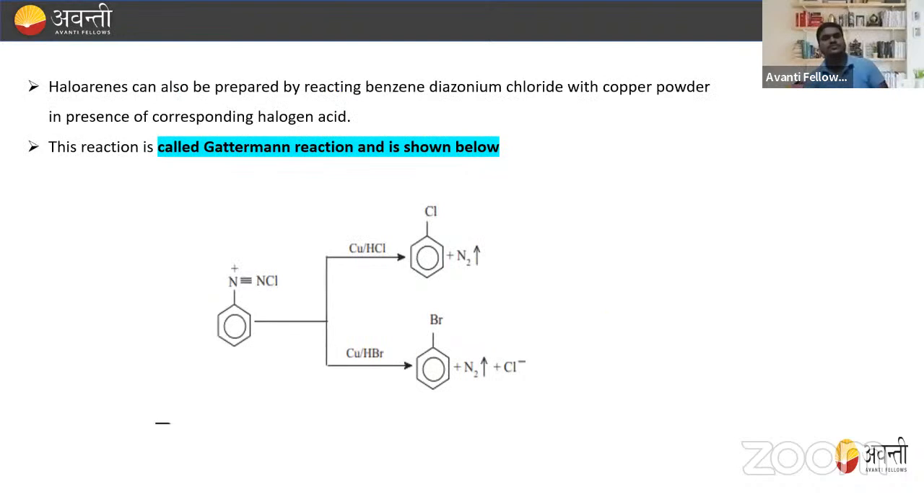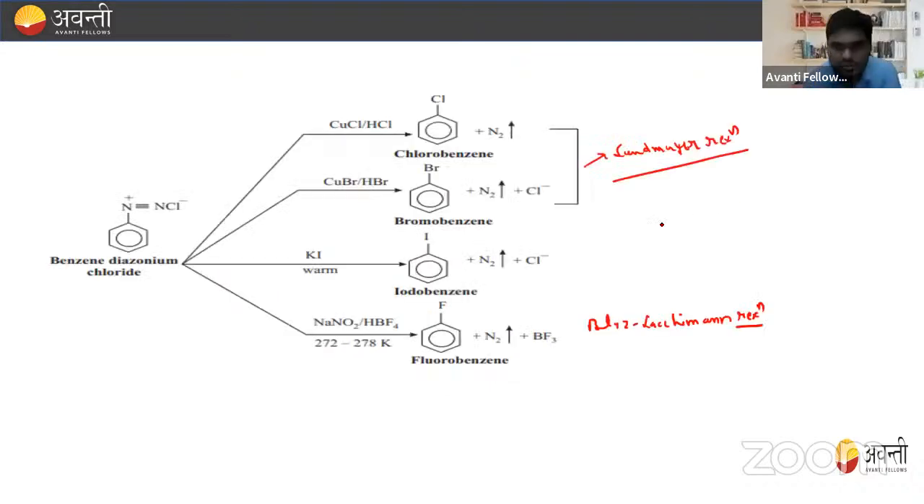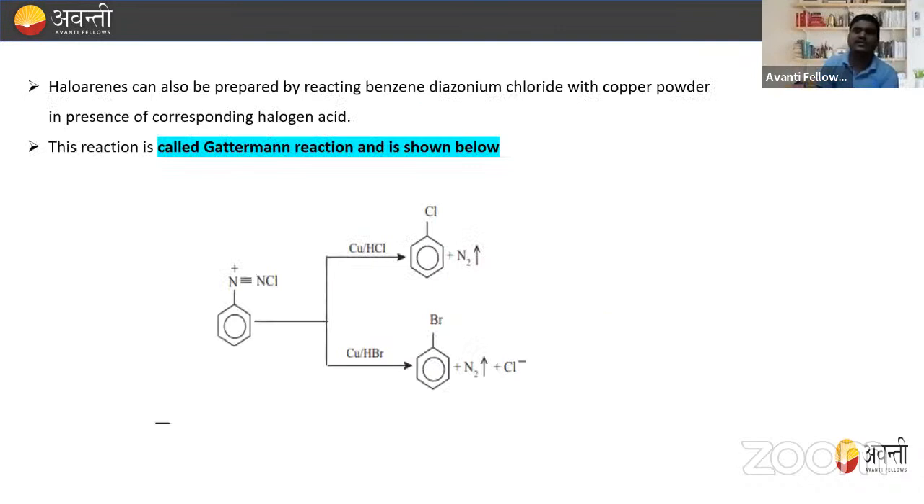Good. Now, haloarenes can also be prepared by reacting benzene diazonium chloride with copper powder in the presence of the corresponding halogen acid. This reaction is called the Gattermann reaction. So what is the difference between the Gattermann and the Sandmeyer? In Sandmeyer, we use reagents like copper chloride with HCl and copper bromide with HBr. But in Gattermann, we use only copper with HCl and copper with HBr.